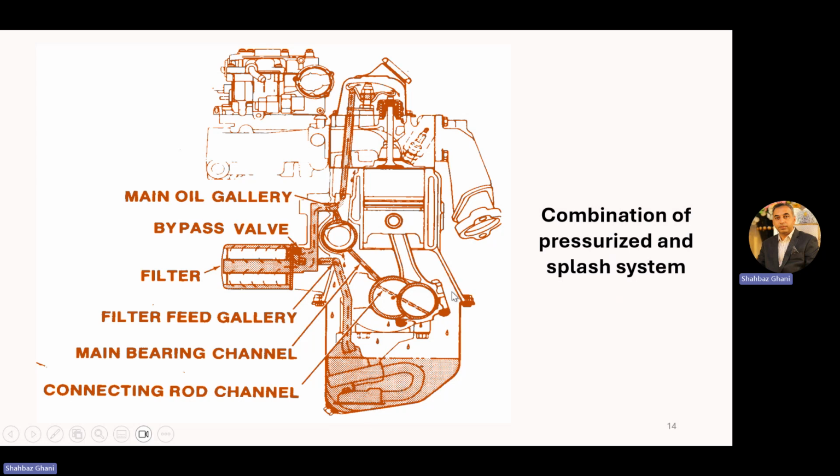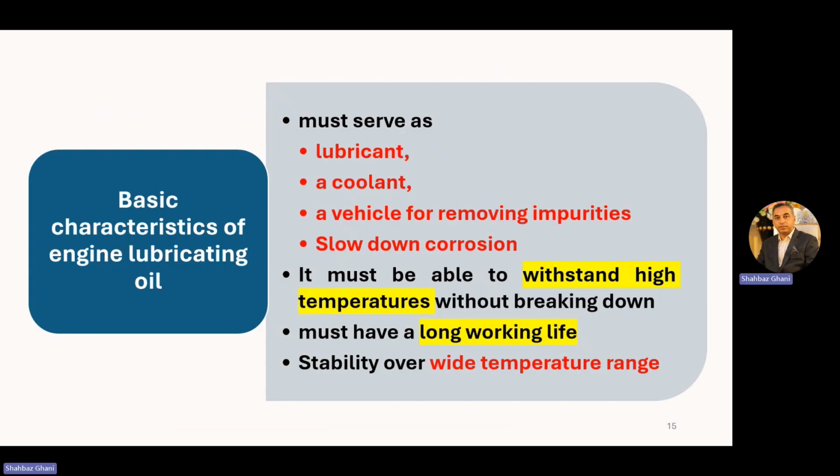So both the splash system and the pressurized system are used in the engine. Now, basic characteristics of an engine lubricating oil. What are the basic characteristics of a lubricating engine oil? It must serve as a lubricant. The first property of any engine oil or lubricating fluid is that it must serve as a lubricant.